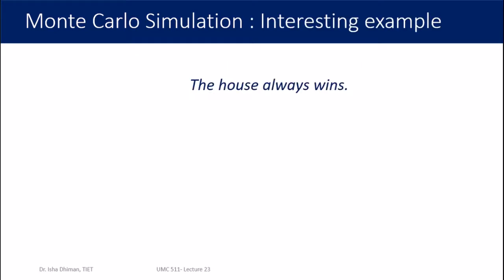So there's an interesting example. The house always wins. There's a famous song on this also. There's a story on this also. So what does this mean? You can understand it by reading this.